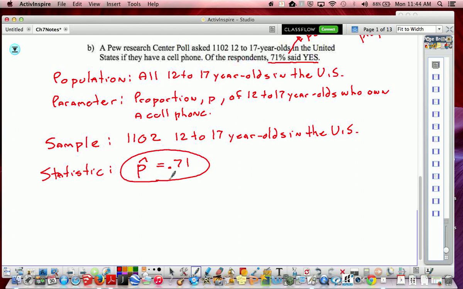You think that's too high, too low? 71%? 12 to 17-year-olds, I suppose. Possible not as many 12-year-olds might have a cell phone.